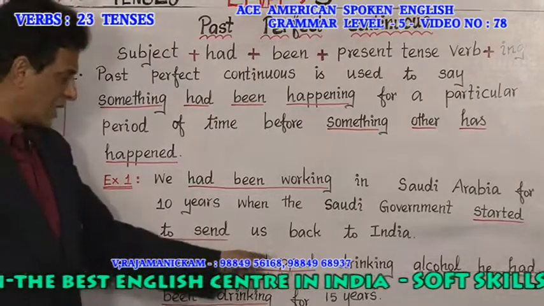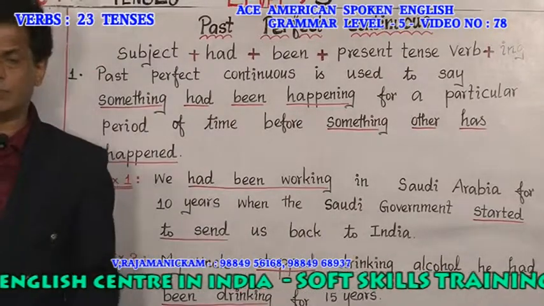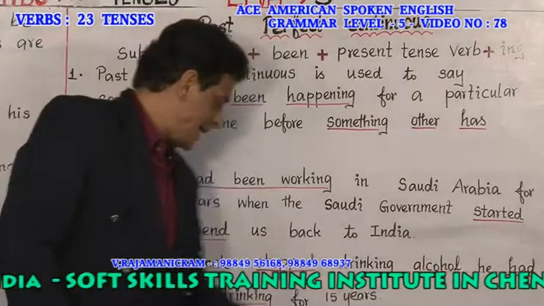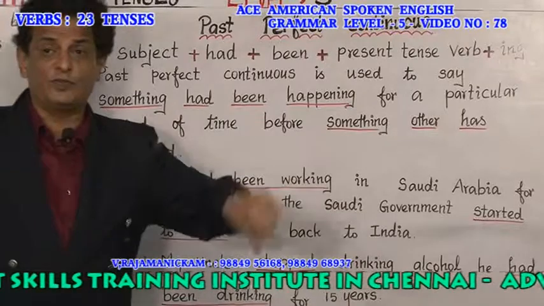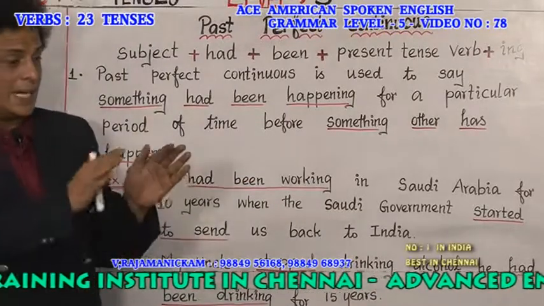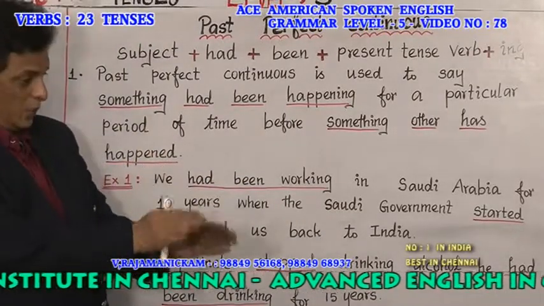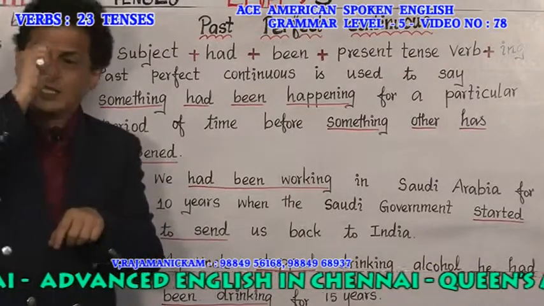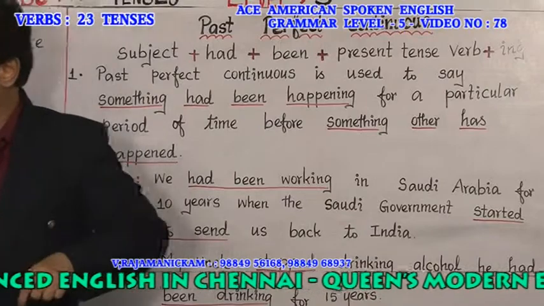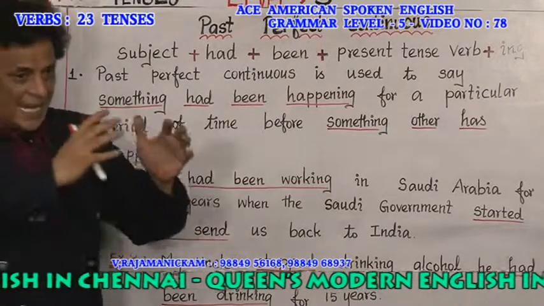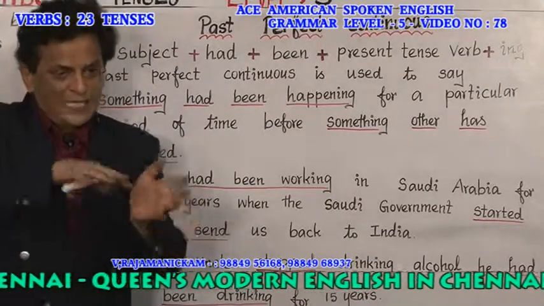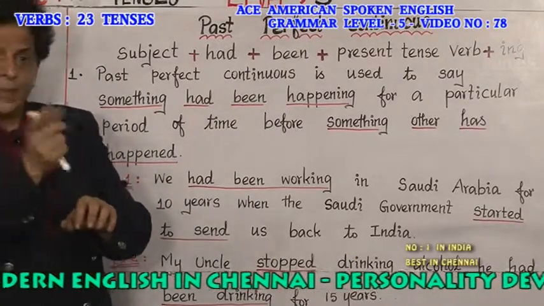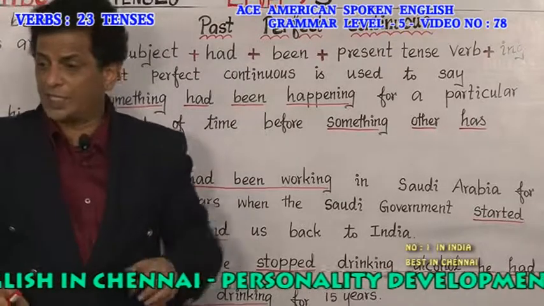My uncle stopped drinking alcohol. My uncle stopped drinking alcohol, one action. Before that, what happened? He had been drinking for 15 years, right? Now he has stopped. Before that, for 15 years, as a continuous process, he had been drinking. Able to understand? So, one action, before that action, one other action was continuously happening for a period of time.